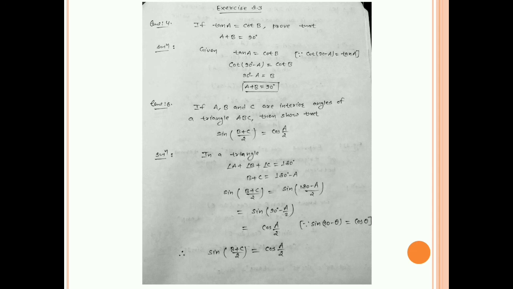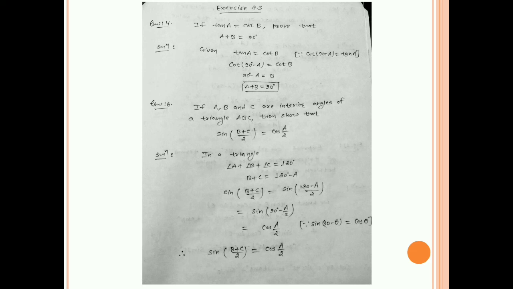In the next question, it is: if angles A, B and C are interior angles of a triangle ABC, then show that sin of (B plus C) by 2 is equal to cos of A by 2. As we know, in a triangle the sum of all the interior angles is 180 degrees. So we can write angle A plus angle B plus angle C is 180 degrees. So B plus C will be 180 degrees minus A, and if we take the LHS, that is sin of (B plus C) by 2, then in place of B plus C we can write 180 minus A. So sin of (180 minus A) upon 2.